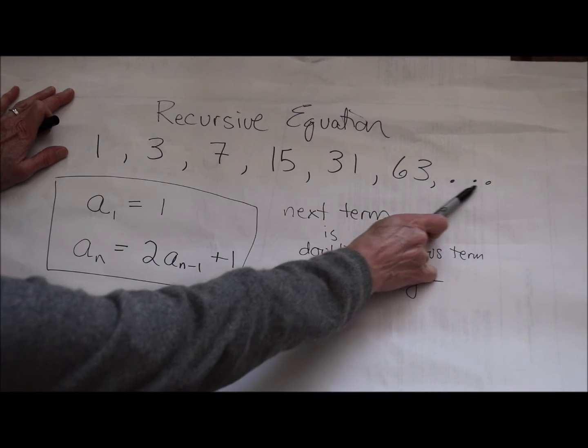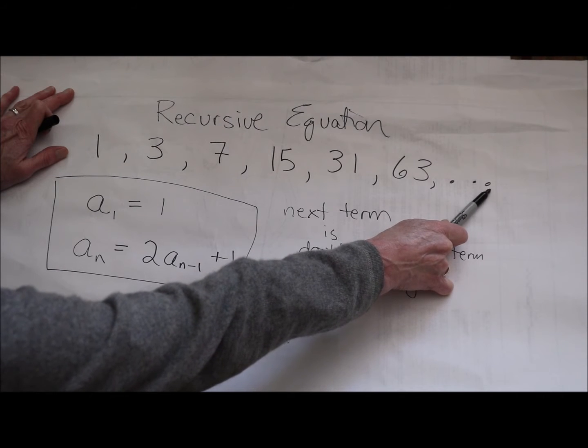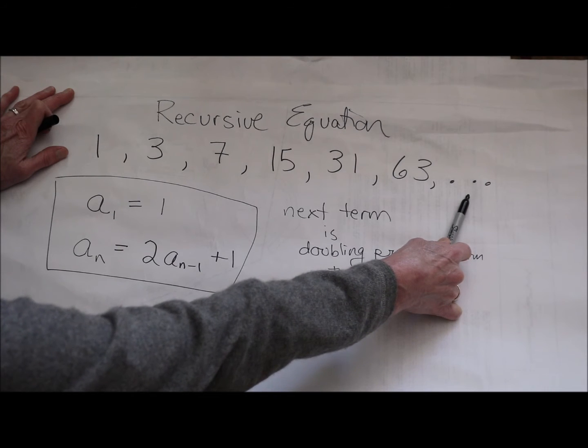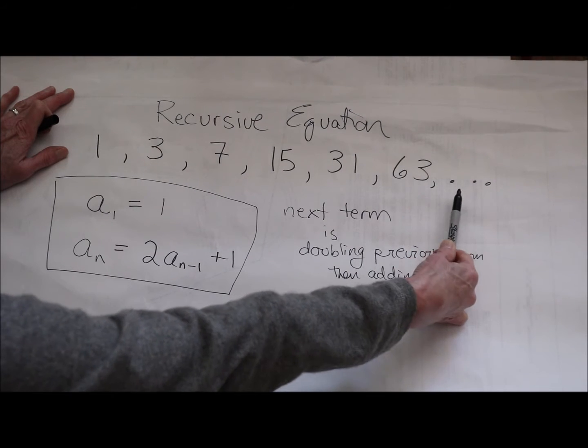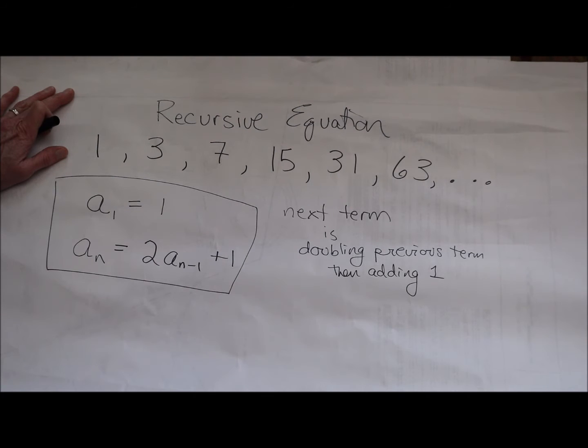What if I asked you what the 20th term of the sequence would be? Well, you'd have to say, I would need to know what the 19th term in the sequence would be to figure that out. And to figure out the 19th, you need to know the 18th. And to figure out the 18th, you need to know the 17th, and so on, and so on. That can get kind of labor intensive.